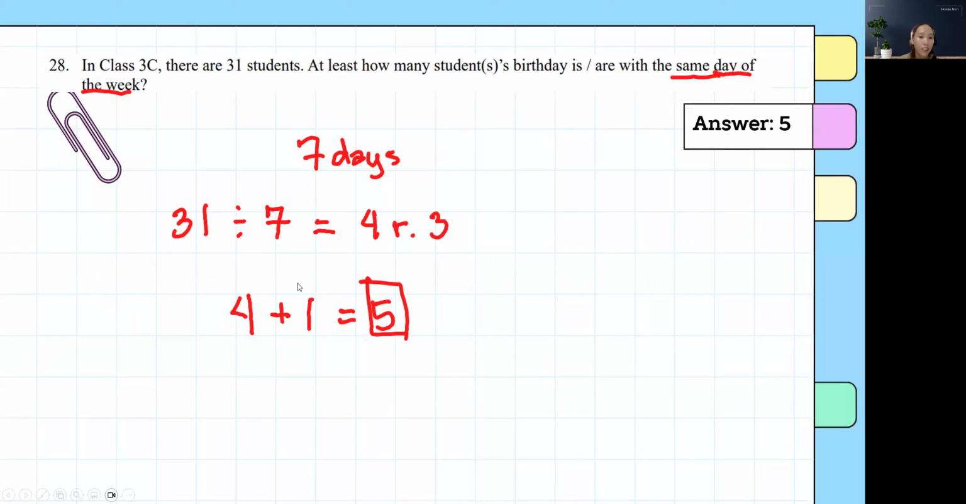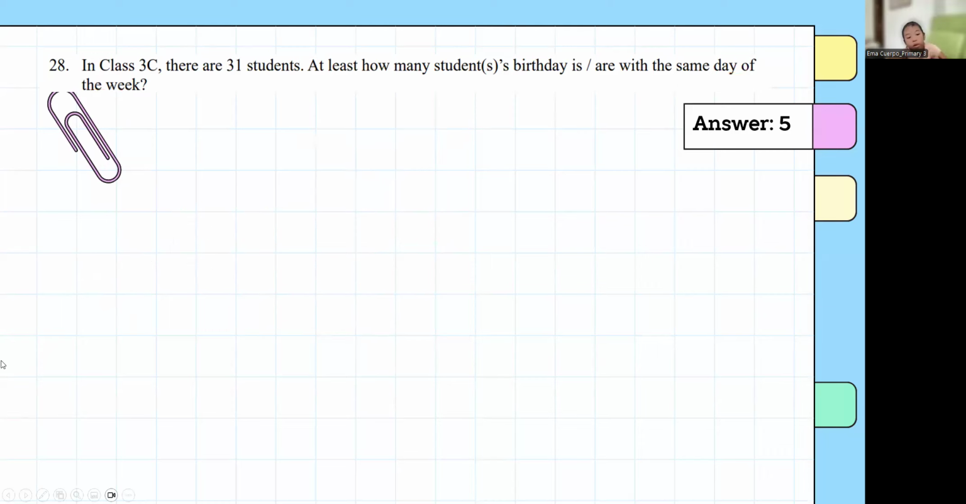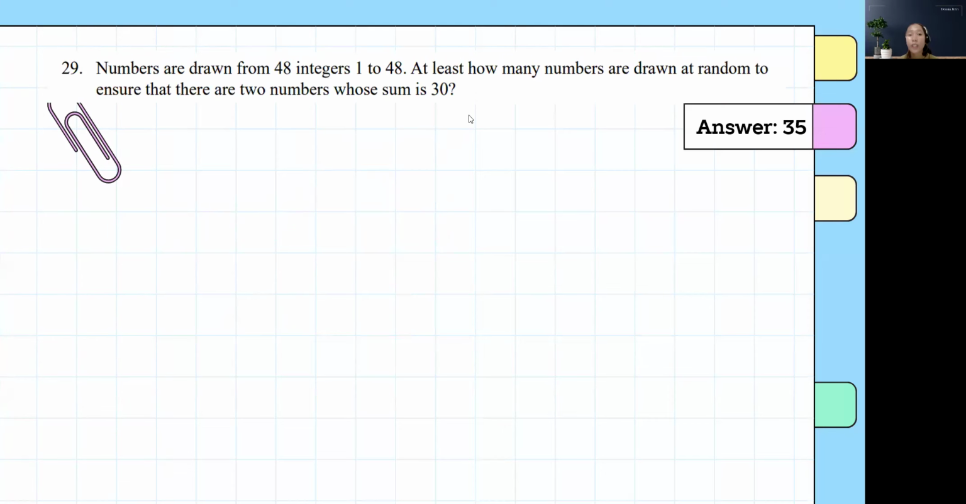Let's proceed to 29. 29 it is. For 29, 29 numbers are drawn from 48 integers, 1 to 48. At least how many numbers are drawn at random to ensure that there are 2 numbers whose sum is 30? So how can we get a sum of 30? Let's focus on this one.